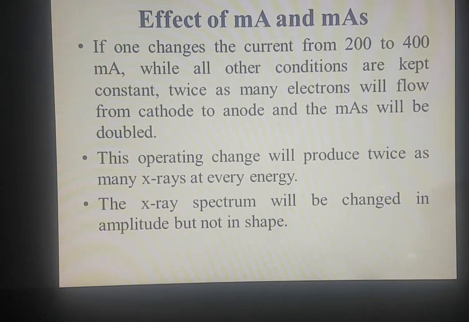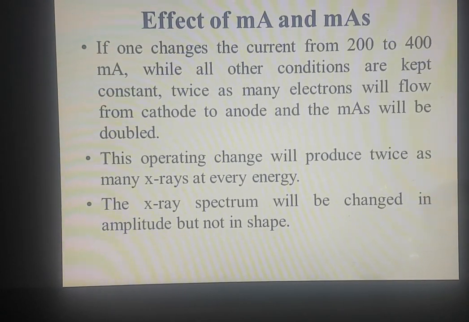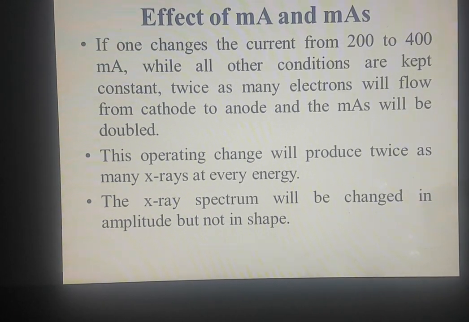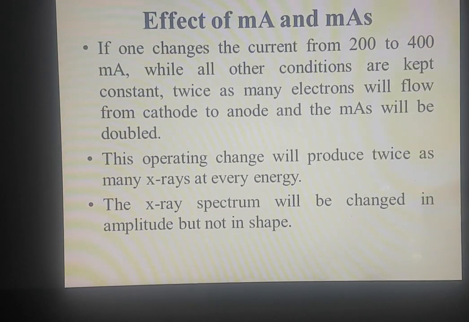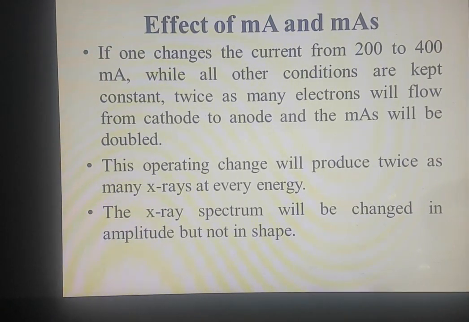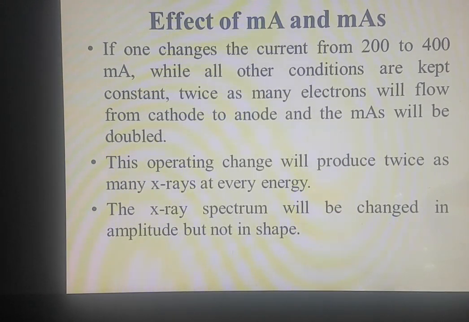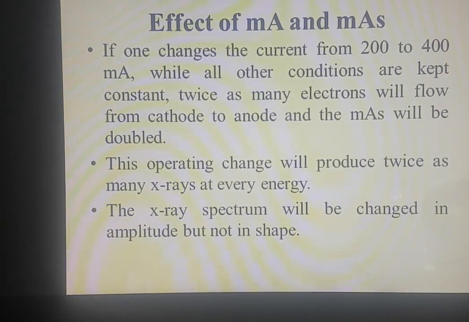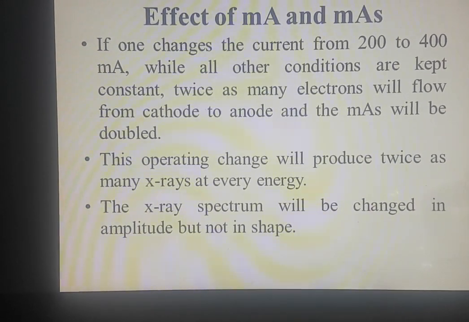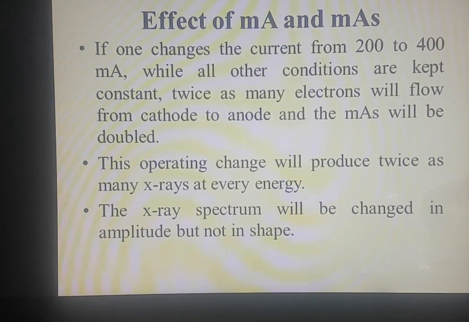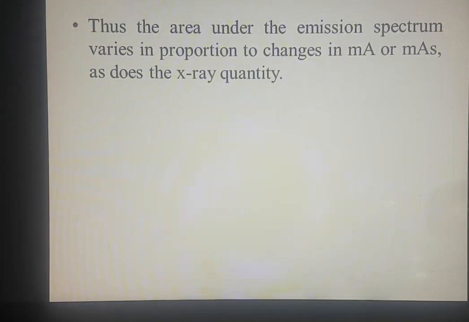It says that if one changes the current from 200 milliamperes to 400 milliamperes, while all other conditions are kept constant, twice as many electrons will flow from cathode to anode, and the MAS will be doubled. So by increasing the current, we are also increasing the time for this current to pass through the filament. This operating change will produce twice as many X-rays at every energy. The X-ray spectrum will be changed in amplitude but not in shape.